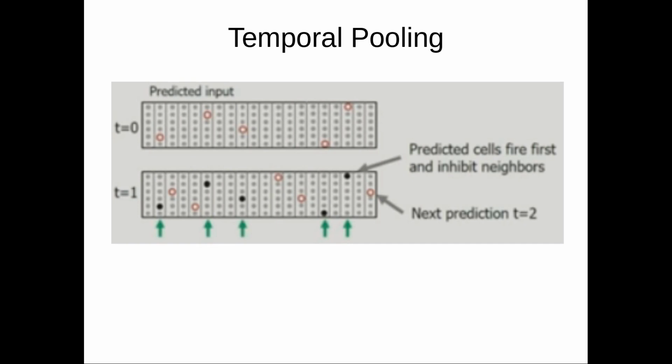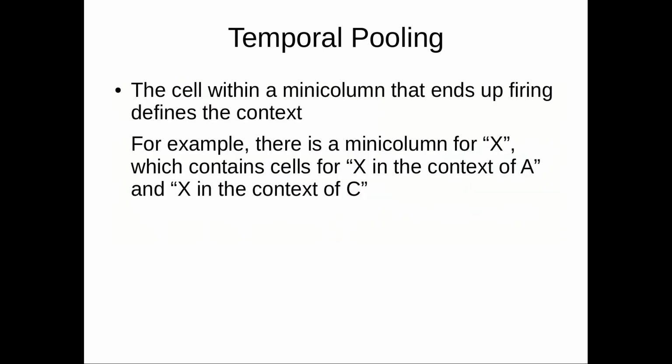So the way you can imagine this is that the cells that actually fire within the mini-column are the ones that define the context. So you have an entire column that represents X. And within that mini-column, you have a cell that encodes X in the context of A, and another one that encodes X in the context of C. This way, the layer can learn context.